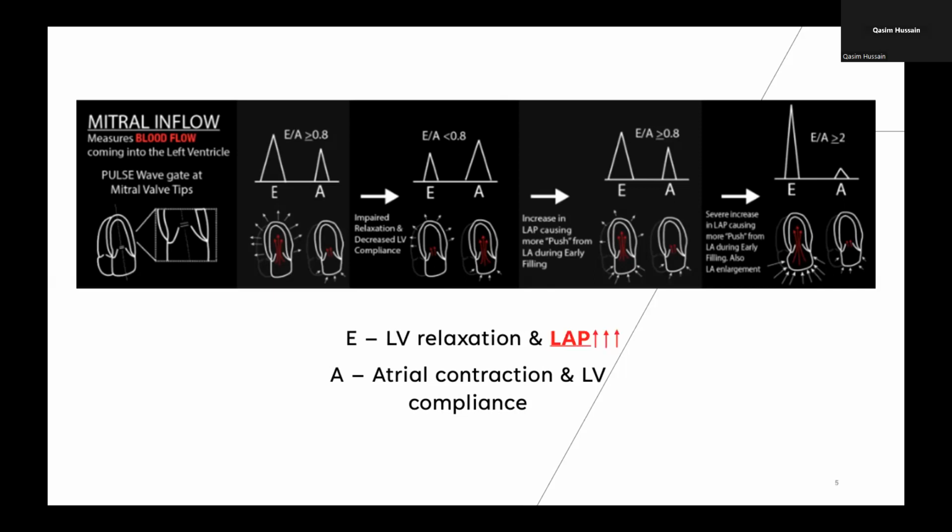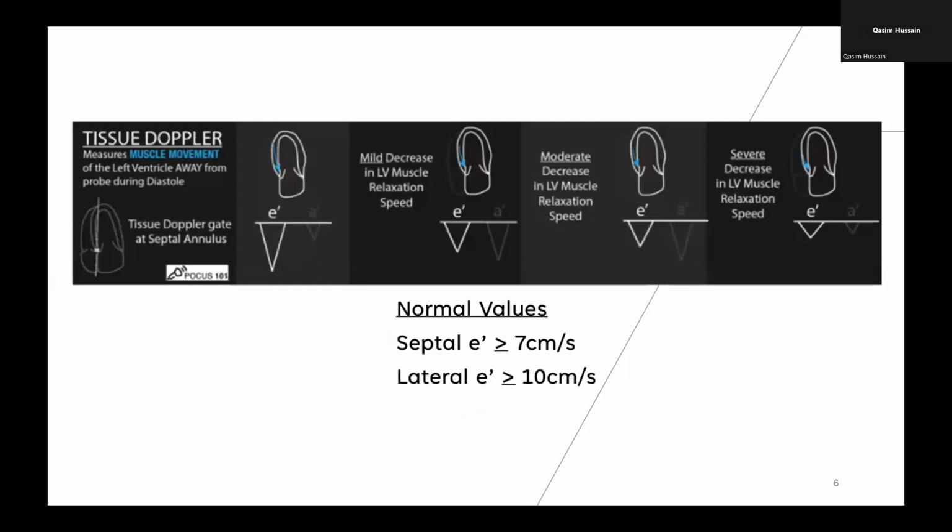And then a bit more intuitive is actually measuring the muscle movement of the left ventricle away from the probe. You do use a tissue Doppler gate, which I'll show a little bit later, but you place that over the level of the mitral valve, encompassing both the lateral and the septal aspects of the annulus. And then you place your pulse wave Doppler right over the top of the annulus, either on the lateral or the septal side, and you have to do both measurements. So this is actually measuring the movement of the myocardium itself.